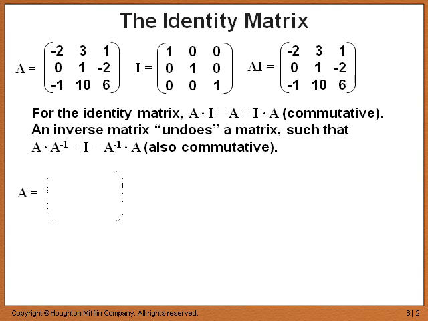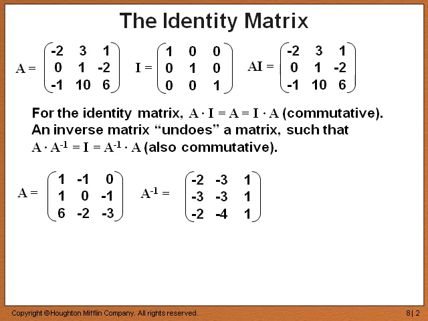Now let's see how the inverse matrix works. If I have A: 1, -1, 0, 1, 0, -1, 6, -2, -3, and I'm given A inverse, which is -2, -3, 1, -3, -3, 1, -2, -4, 1. And I multiply A by A inverse, what do I get? Well, pause the video, do that on your own. You can use your calculator if you want, and see what you end up with. Then resume.